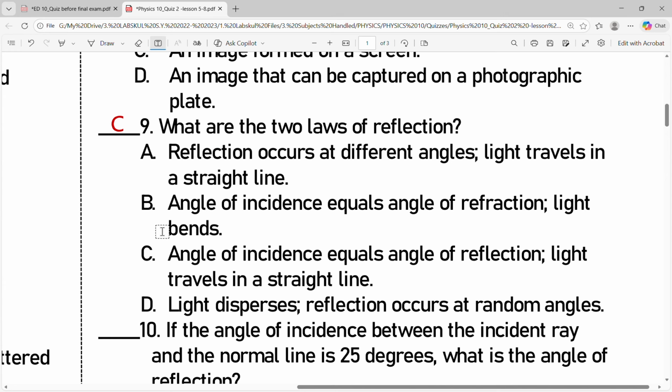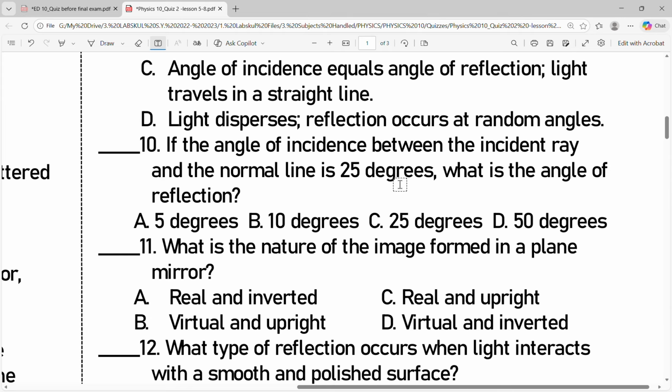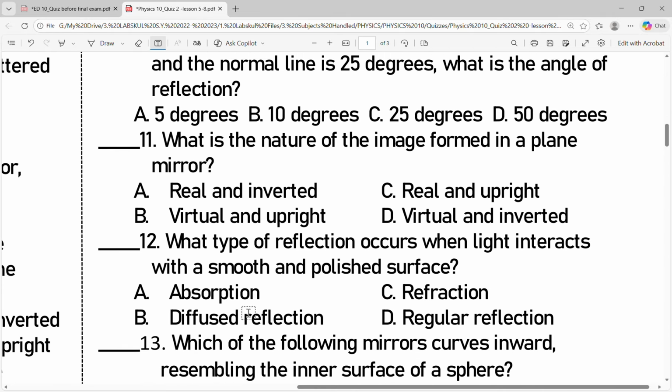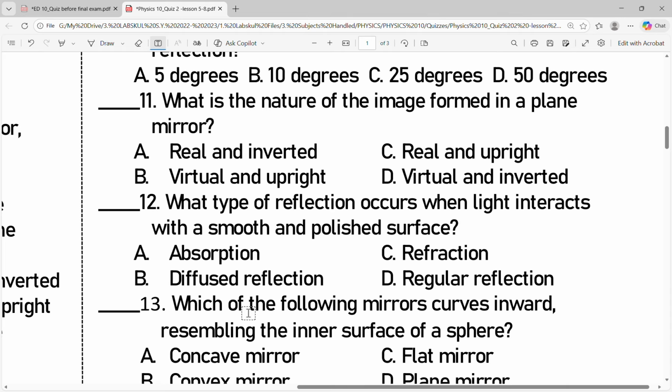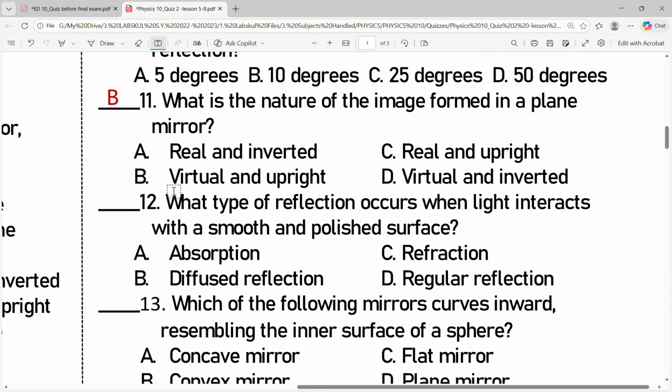Next, number 10. If the angle of incidence is 25 degrees, the angle of reflection is also 25 degrees. Number 11. What is the nature of the image formed in a plane mirror? Again, it's the same as before. Again, virtual and upright. Letter B.